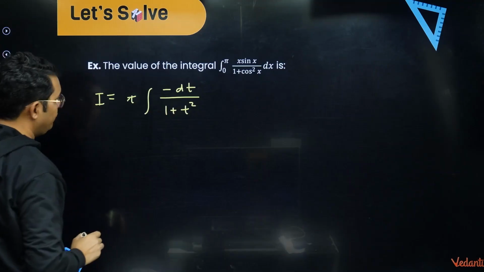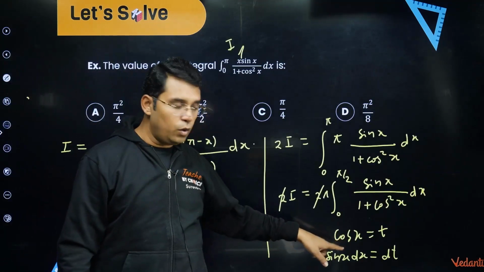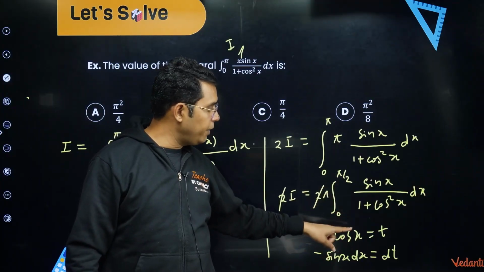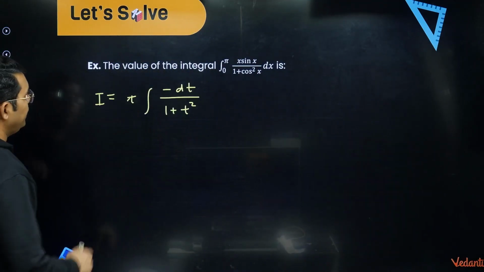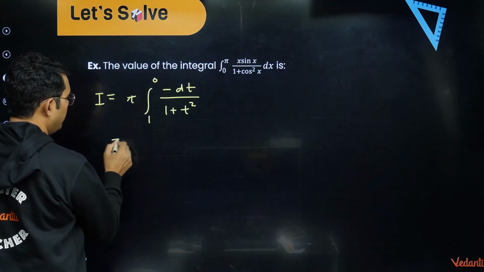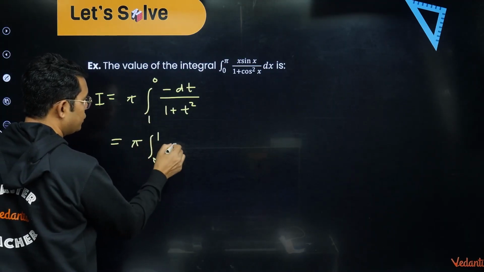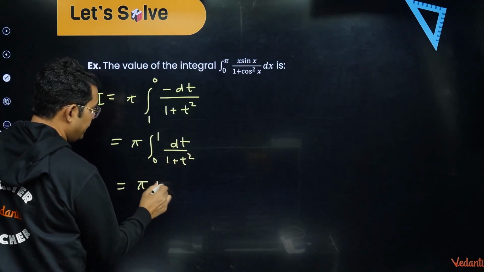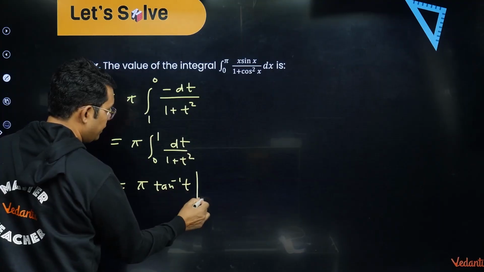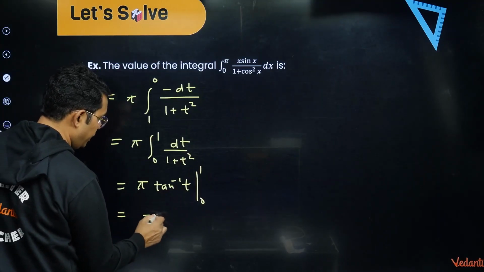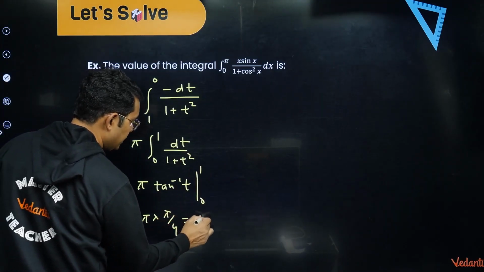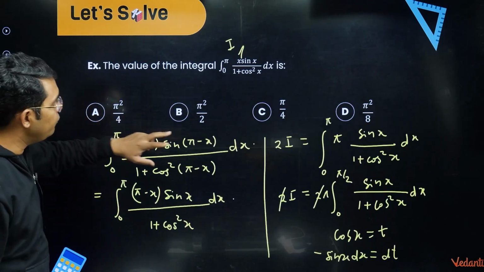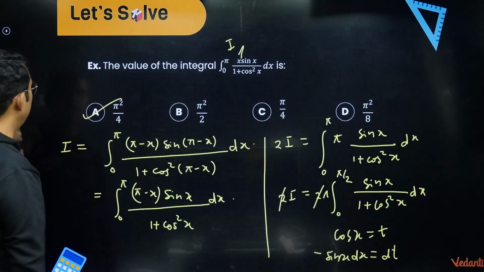But if you look at the limits, because we are putting cos x as t, at x equal to 0, t will be 1. At x equal to pi by 2, t will be 0. So this integration will be from 1 to 0. You may like to write this as 0 to 1 also, dt upon 1 plus t square. And then I think the integration is very simple. Tan inverse t, putting limits from 0 to 1 will give you pi into pi by 4. So we get this as pi square by 4. So the answer of this question should be pi square by 4. A is the answer of this question.